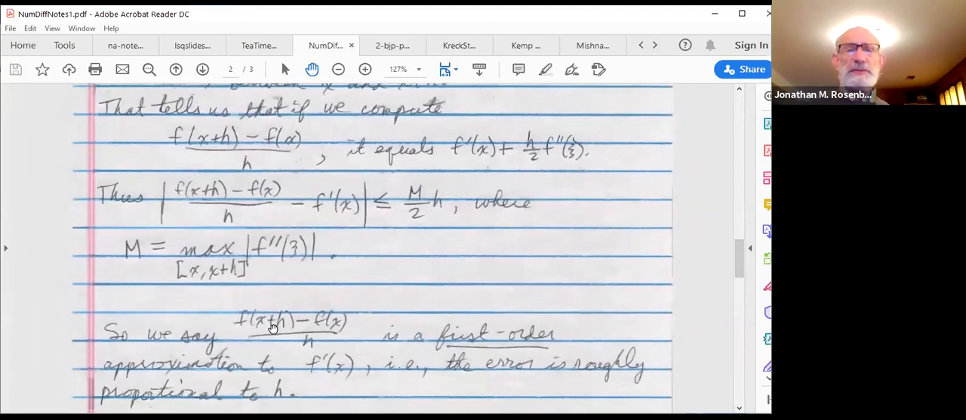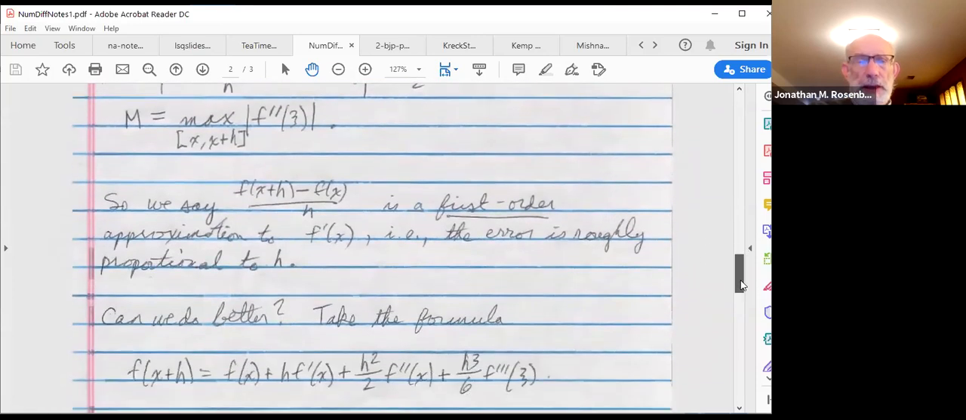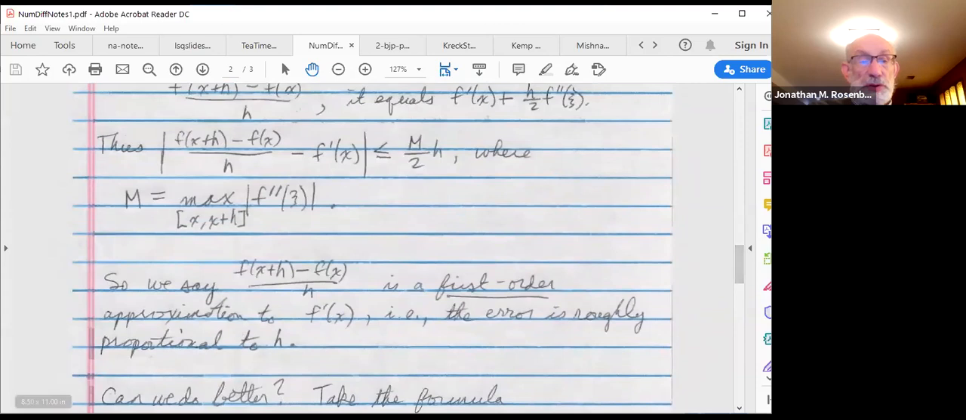What we say is that f of x plus h minus f of x divided by h is a first order approximation to f prime. And that just means that the error is roughly proportional to h. Now, you might ask the question, can we do any better than that?